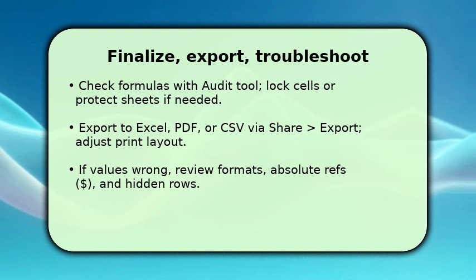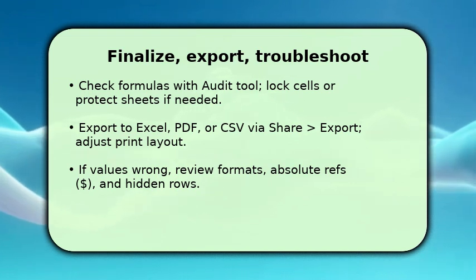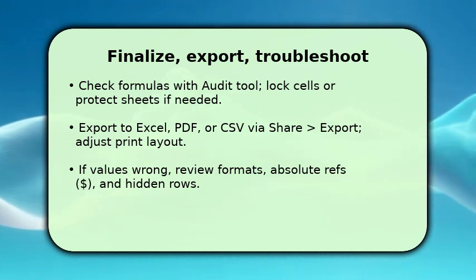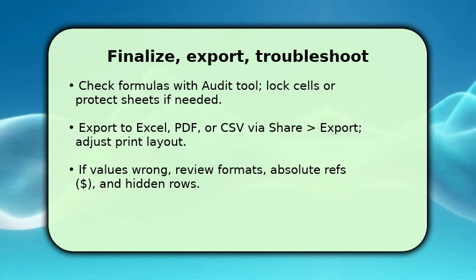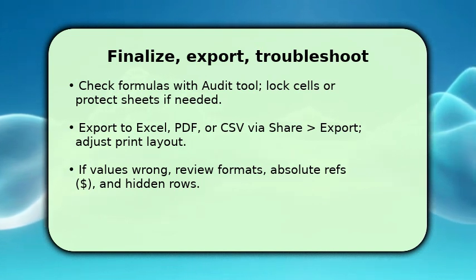If numbers look off, inspect cell formats, convert text to numbers, and verify absolute versus relative references. Use $1 when you need a fixed reference. This quick troubleshooting will fix the most common issues.